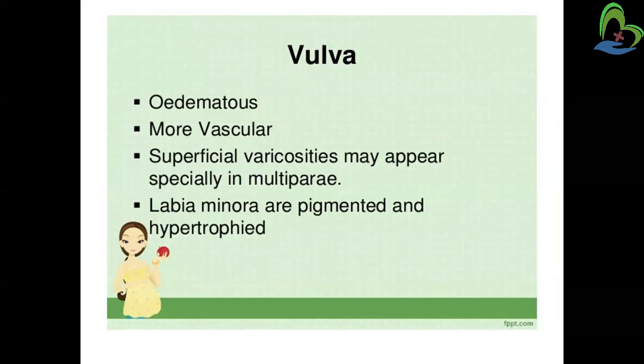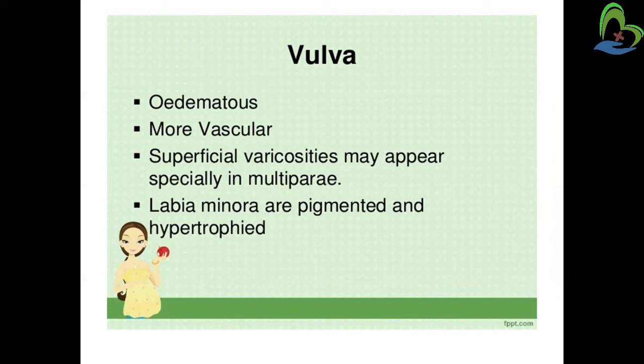Now, in the vulva, the changes observed are as follows. First is edematous. Edematous means swelling of the vulva area. Then more vascular. More vascular means the vulva area will have more blood supply. Then superficial varicosities may appear, especially in the multipara.